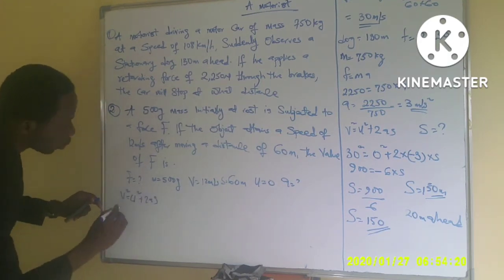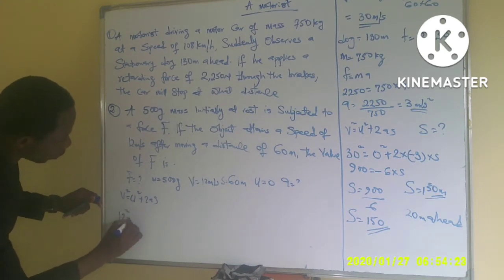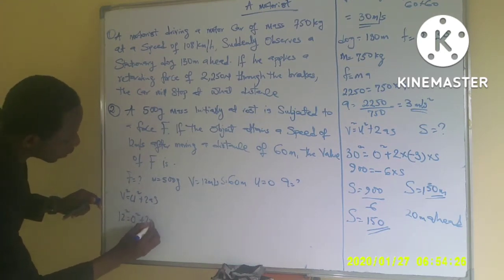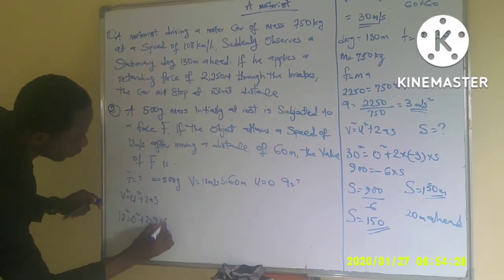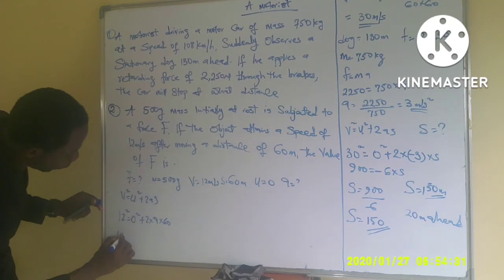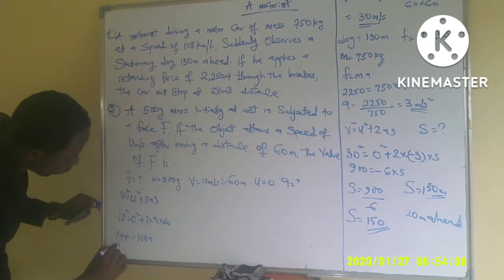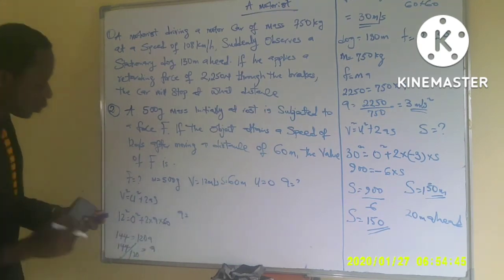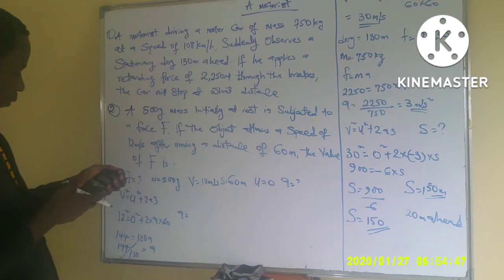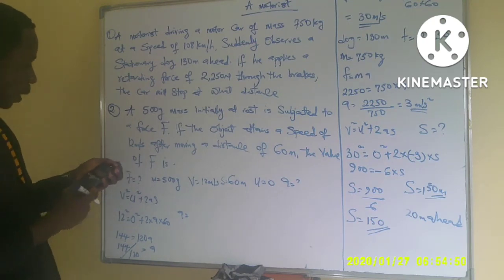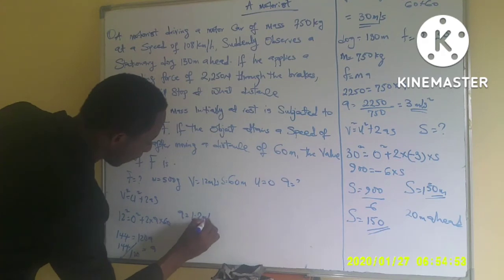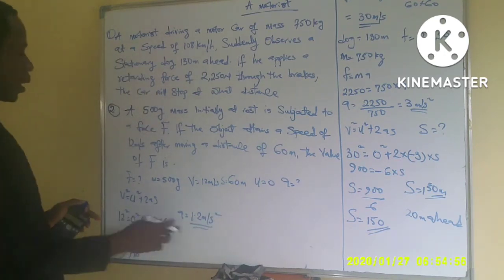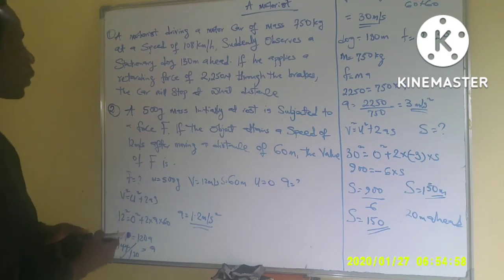So let's input it. So the V is what? 12 squared is equal to 0 squared plus 2 times A times X, which is 60. So 12 squared to give us 144 is equal to 2 times 60 to give us 120A. So divide both sides by 120. So we are going to have 144 divided by 120 is equal to A. So our A is 1.2 meters per second squared. Yes, using this formula, we arrive at our A as 1.2 meters per second squared.